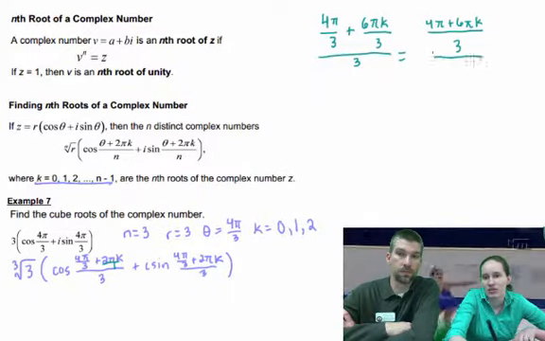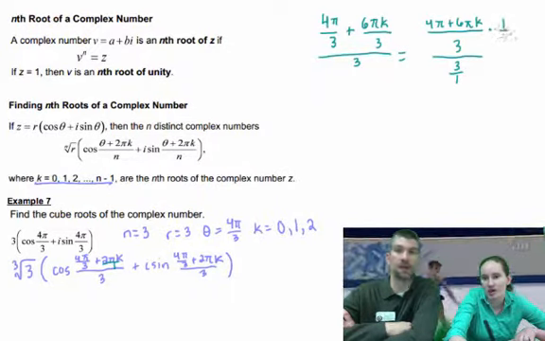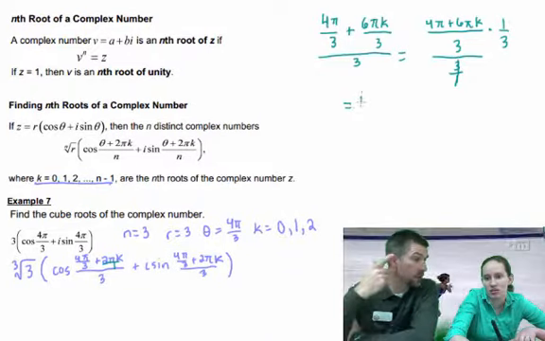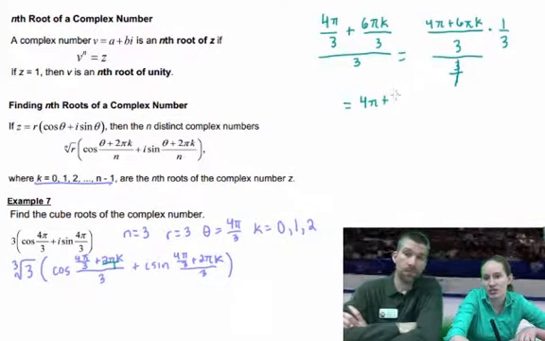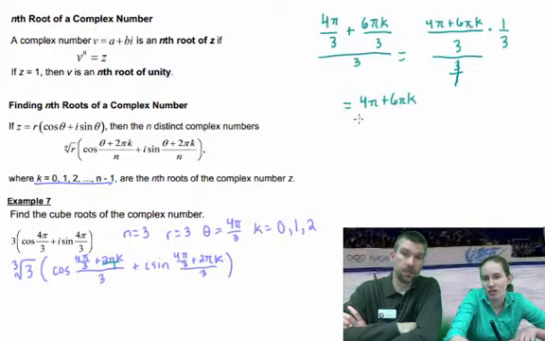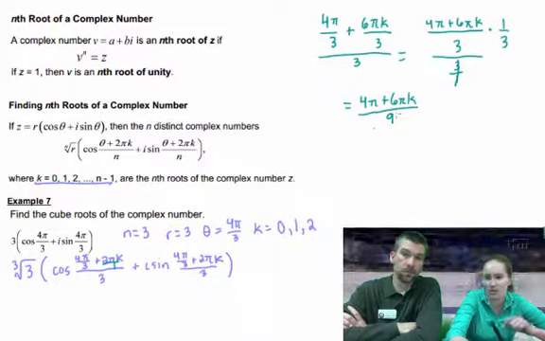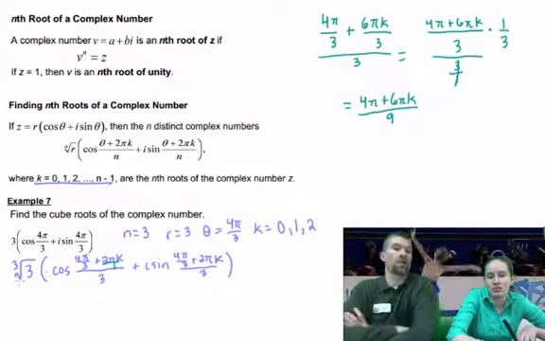Notice that those are not like terms because one of them has a k and one of them doesn't. And then the 3 on the bottom here is like 3 over 1, which means we flip it up and multiply, just like you learned in 5th grade. So the numerator will be over 3 times 3, which is 9. Now that we have this, this is what we're going to plug 0, 1, and 2 into.